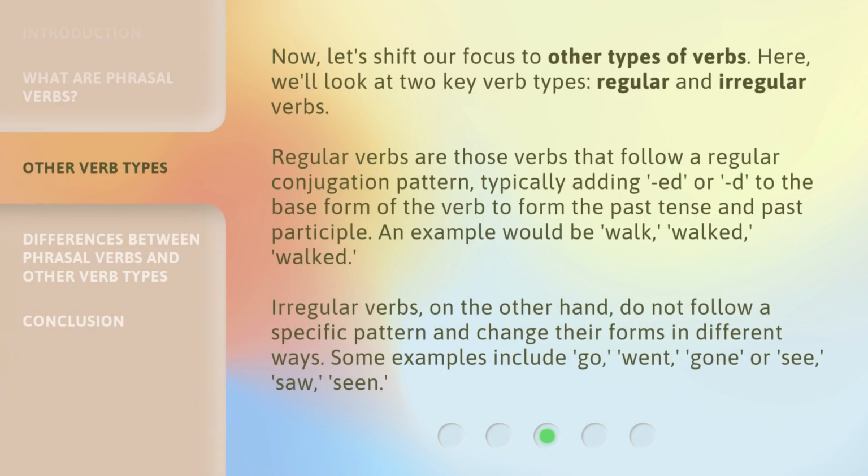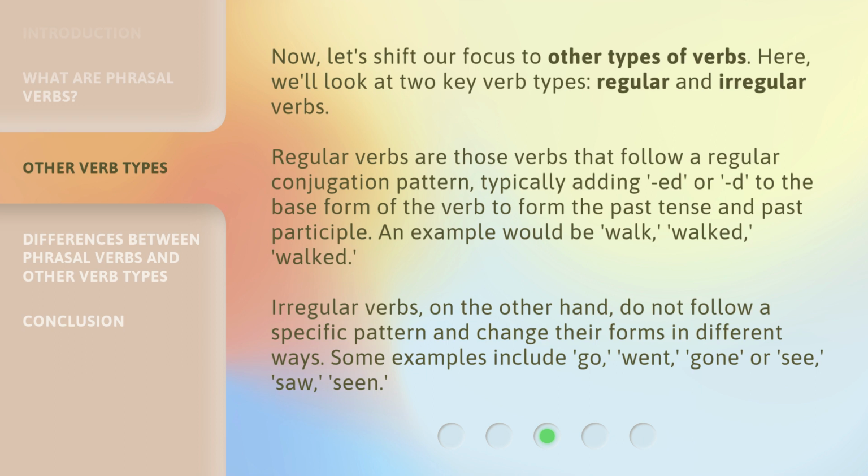Now, let's shift our focus to other types of verbs. Here, we'll look at two key verb types, regular and irregular verbs. Regular verbs are those verbs that follow a regular conjugation pattern, typically adding ed or d to the base form of the verb to form the past tense and past participle. An example would be walk, walked, walked.